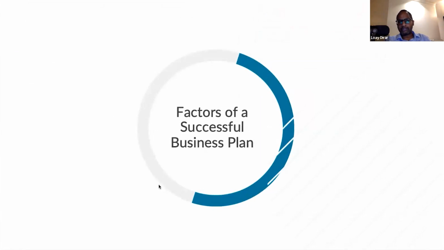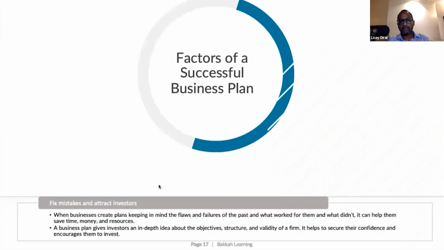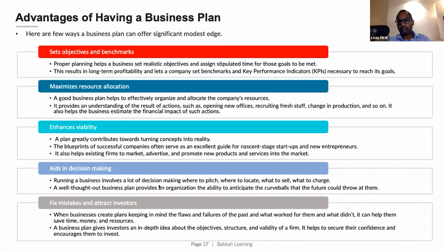So whenever you get the chance to have a copy of this webinar, or you can easily take some notes, deal with it as a checklist. So treat it as a checklist. And number one, on top of the checklist, or the advantages of having a business plan, is that a plan can offer a significant modest edge. Okay, number one is to set the objectives and benchmark.